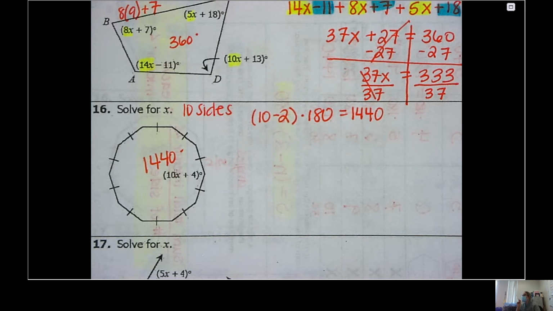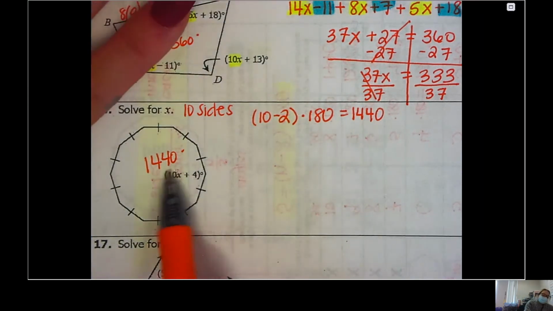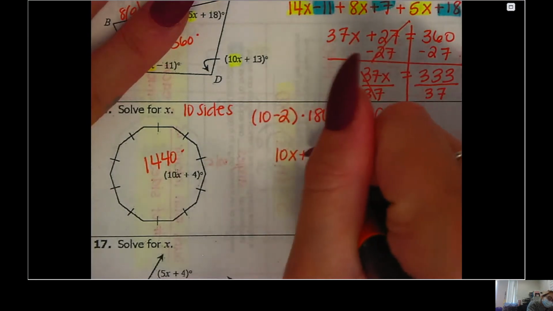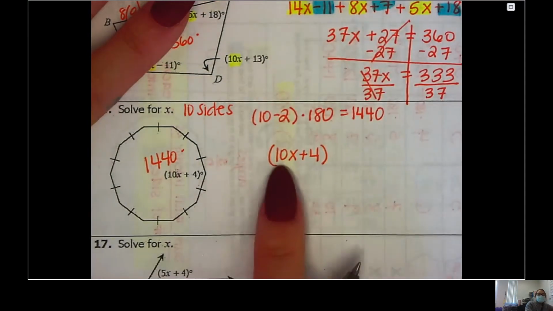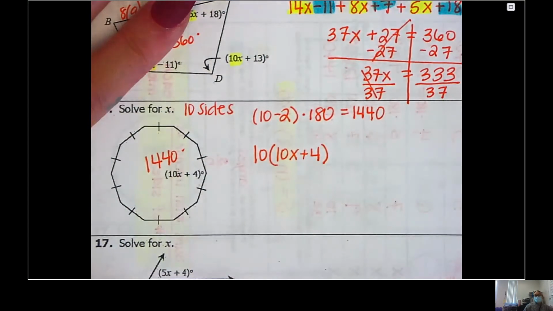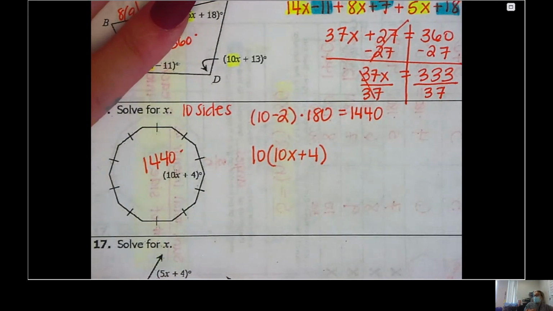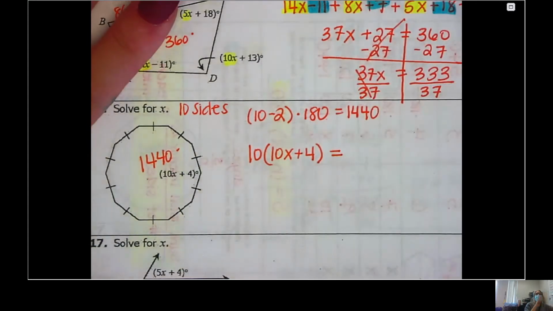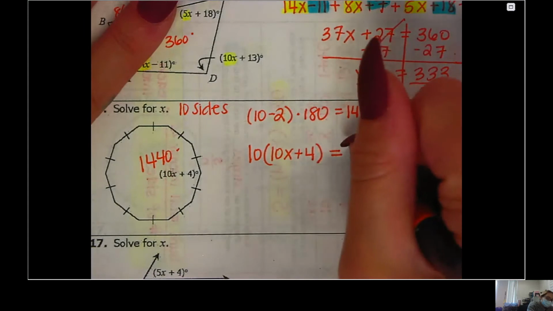Adding 10 times is the same as multiplying by 10. So I'm going to take this number right here, 10x plus 4, put it in parentheses. I'm going to multiply the whole thing by 10. Right, because there's 10 of them. Or I could just add it up 10 times if I wanted to, but it's the same thing as multiplying it times 10. And I would set that equal to the total amount, which is what? 1440.